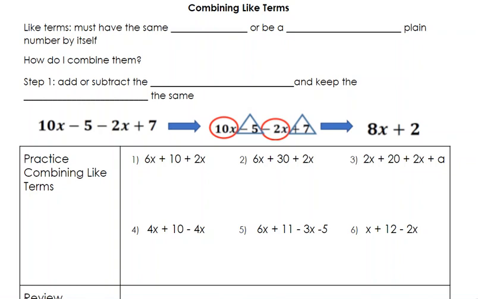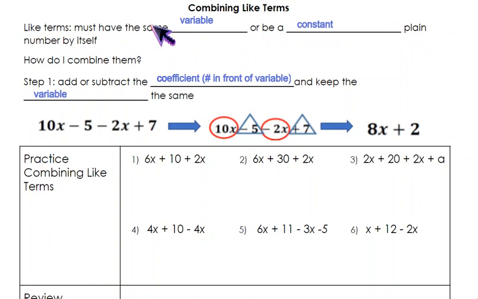Today we're going to learn how to combine like terms and how to use the distributive property and combine like terms. All right, so let's go over combining like terms. So like terms must have the same variable or they can be a constant. And a constant is just a plain number by itself, like 5, -2, 3, a number without a variable.